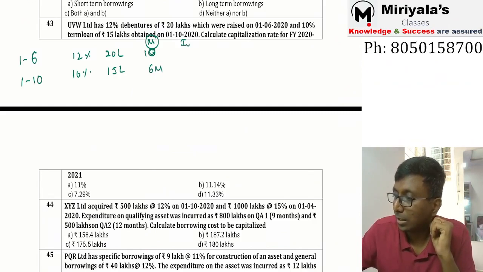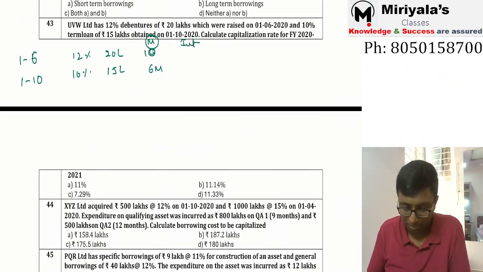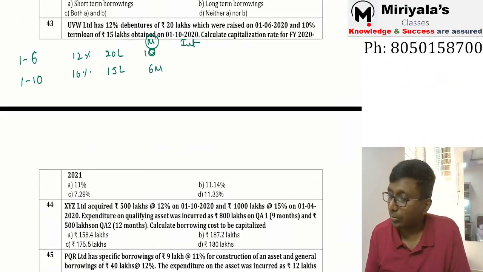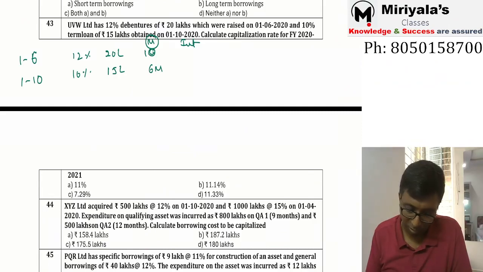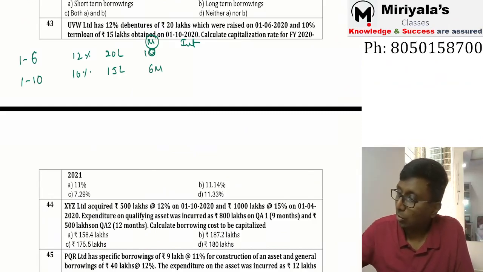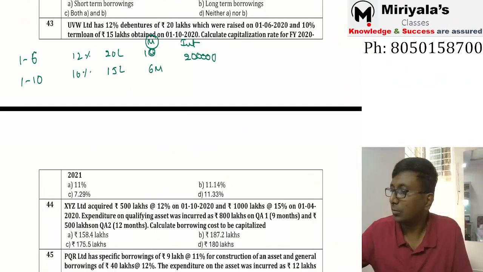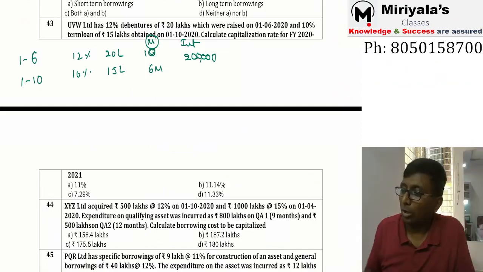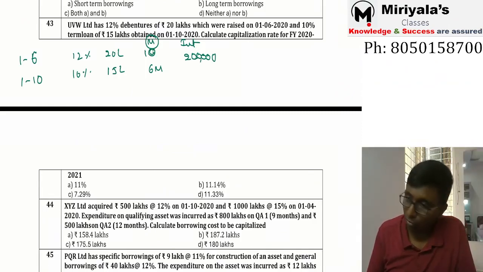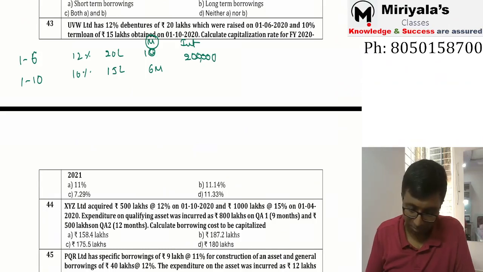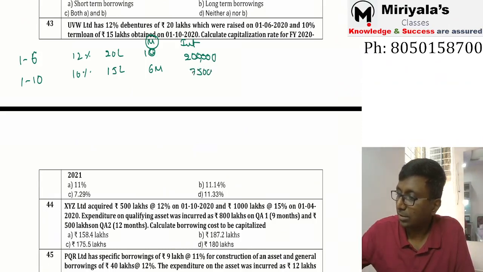What is your interest element, my dear? 20 lakh into 12 percent, that is 2.4 lakh rupees. Divided by 12 into 10 months, that is equal to 2 lakh rupees interest. Done. Next, what about this 15 lakh? 15 lakh into how much percent? This is 10 percent. Divided by 2, 6 months only, na? That is equal to 75,000 rupees interest.